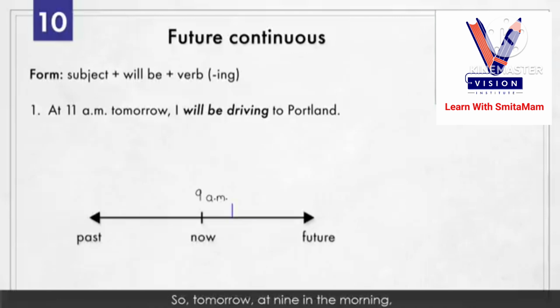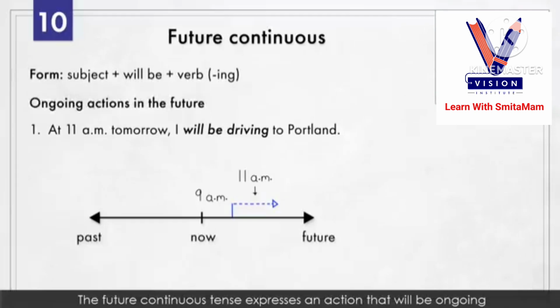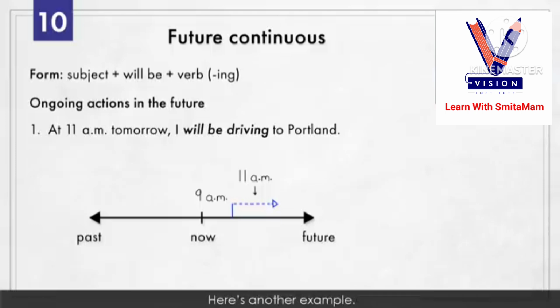So tomorrow at 9 in the morning I am going to start driving to Portland. It will take me many hours to get there, but at 11 o'clock I will be doing this activity, driving. The future continuous tense expresses an action that will be ongoing, that will be in progress at some time in the future.